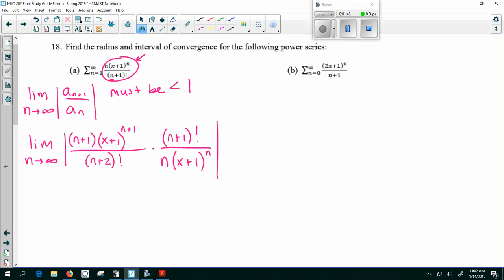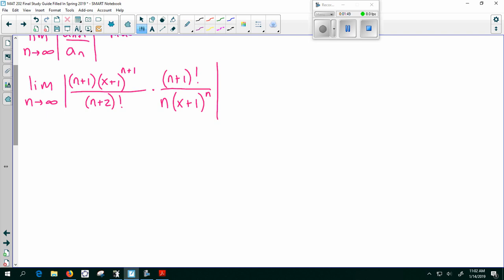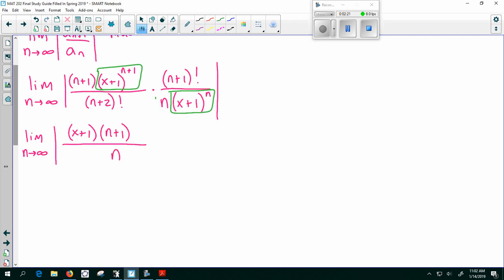Now I'm going to simplify where I can. So (x plus 1) to the n plus 1 over (x plus 1) to the n, that's all going to cancel except for a single x plus 1 that's going to live in the numerator. Okay, and then (n plus 1) over n doesn't cancel, so I'm going to keep that. I have an n plus 1 in the numerator and an n in the denominator. And then my factorials are going to reduce to n plus 2 in the denominator.